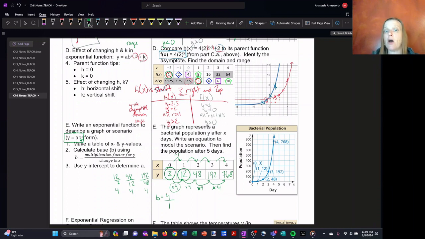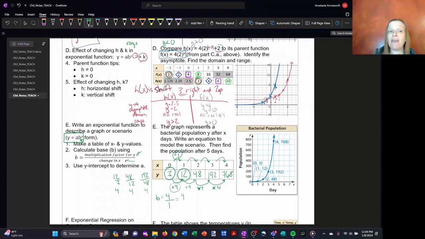Most of the examples you'll see have the x value just step up by 1, but in case it goes up by 2s or 5s or 10s, it's important to divide by the 2 or the 5 or the 10. But in this case, because we're just stepping up by adding 1 each time to the x value, we're doing 4 divided by 1. So the multiplication factor for y divided by the change in x gives you your b value. So now I know my b value.